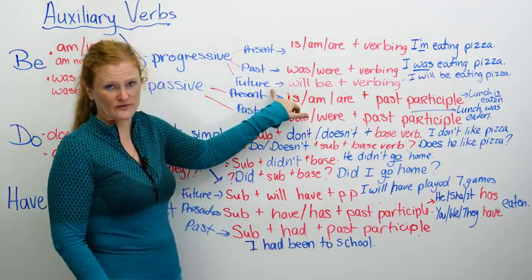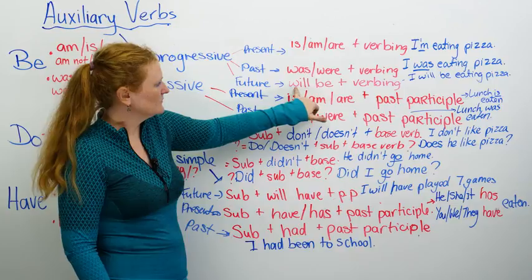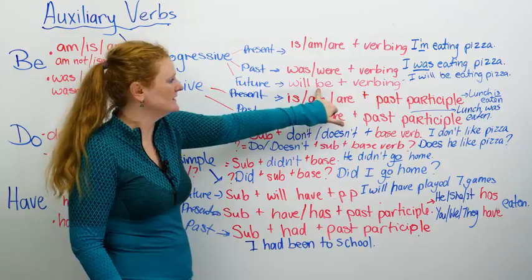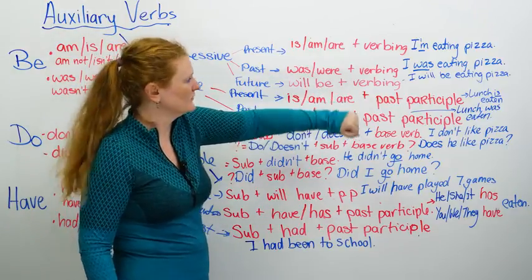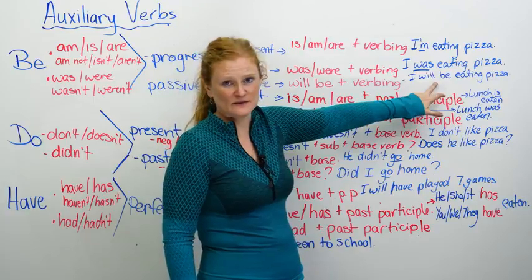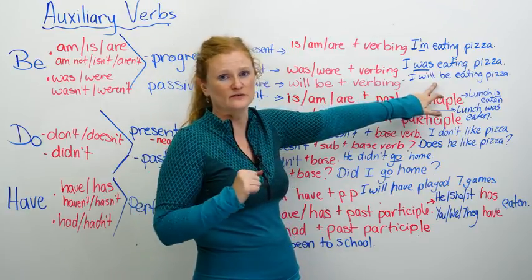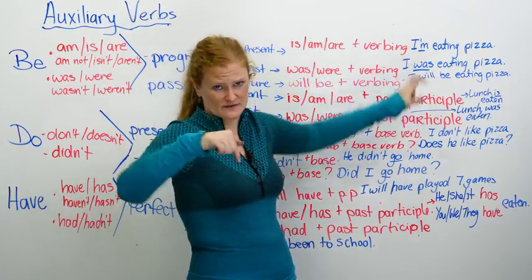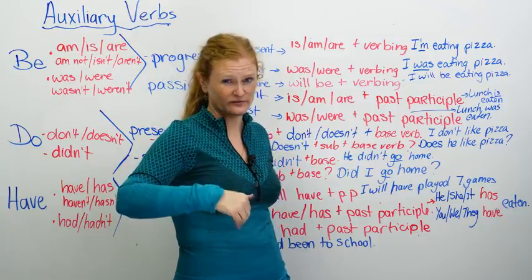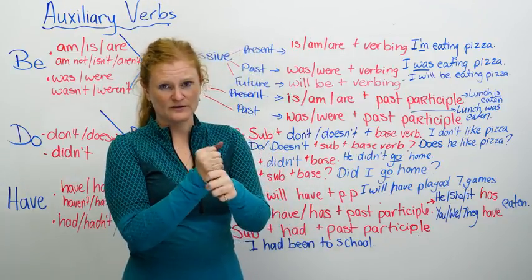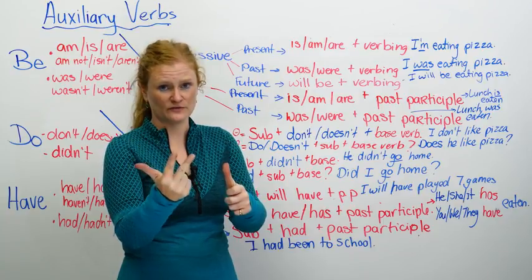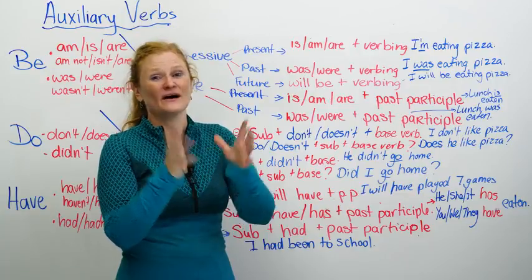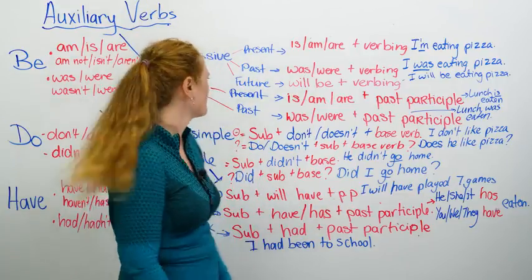We have future progressive or future continuous. In this one, we're simply going to use the verb will. So in this one, we have will be plus verb ing. For example, I will be eating pizza. This tells us what's going to happen in the future. I was eating pizza was the past, and I am eating pizza, something's happening now. That's present progressive. So the progressive will always have the verb to be, either past, present, or future, and it will always have an ing on the verb. Okay, cool. Let's get more complicated, okay?